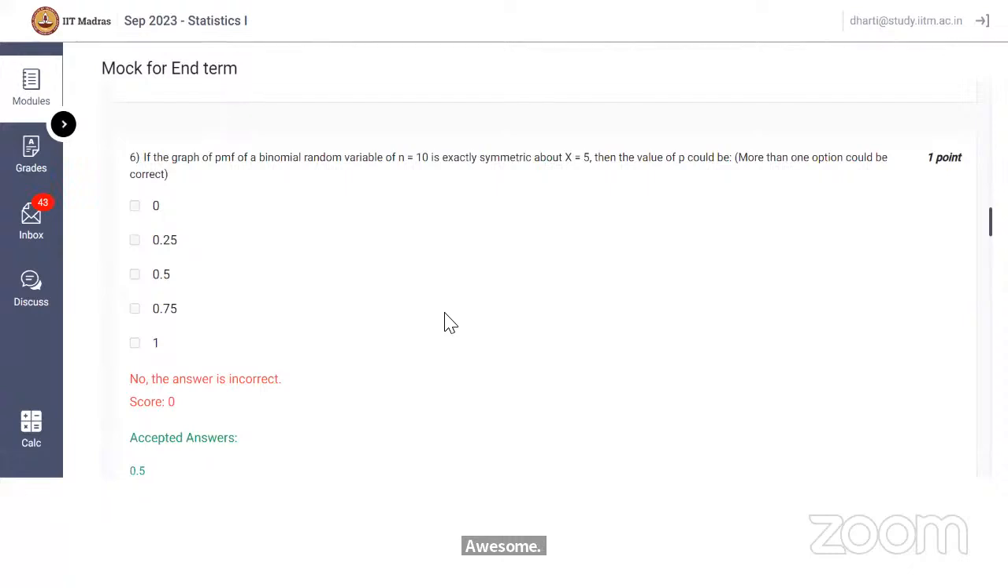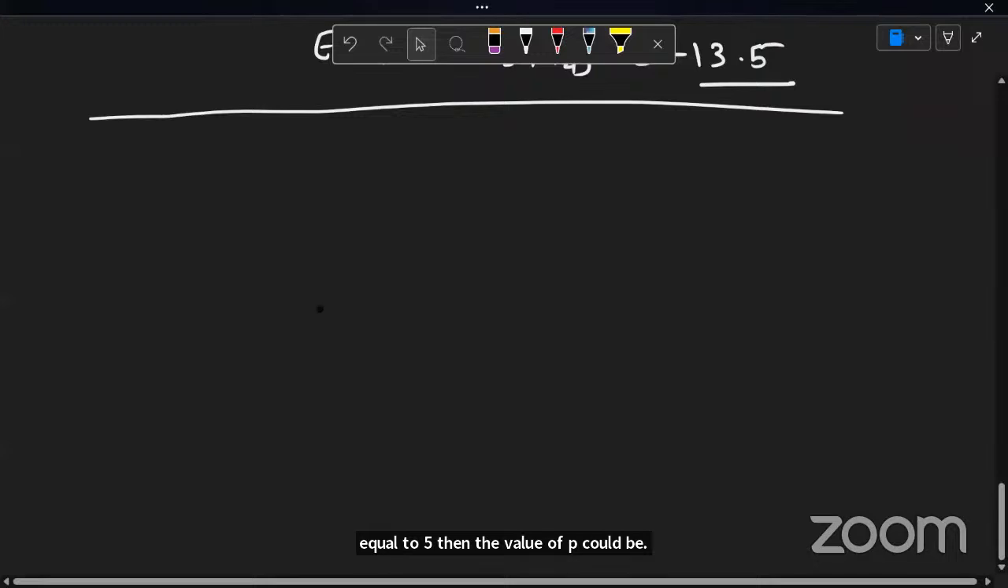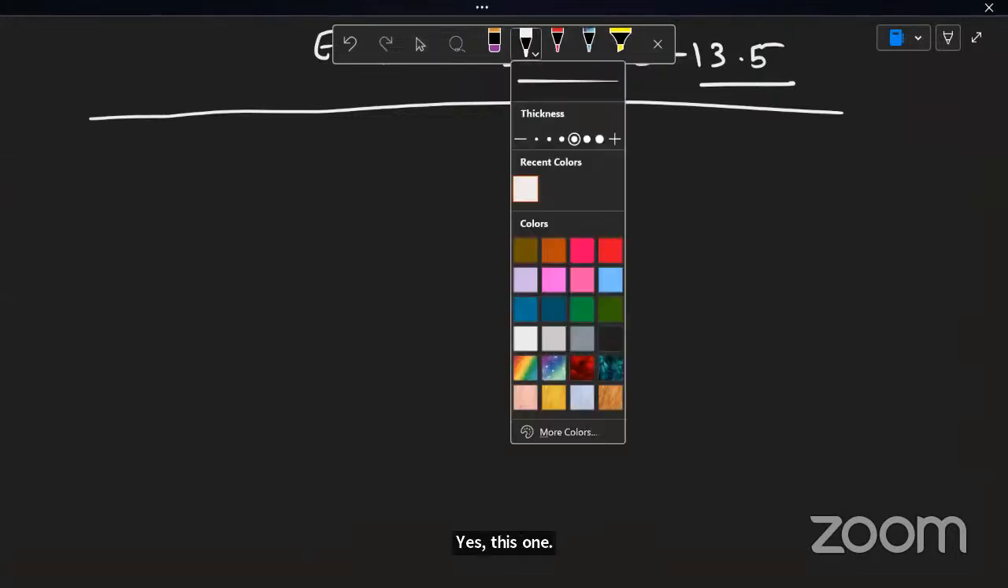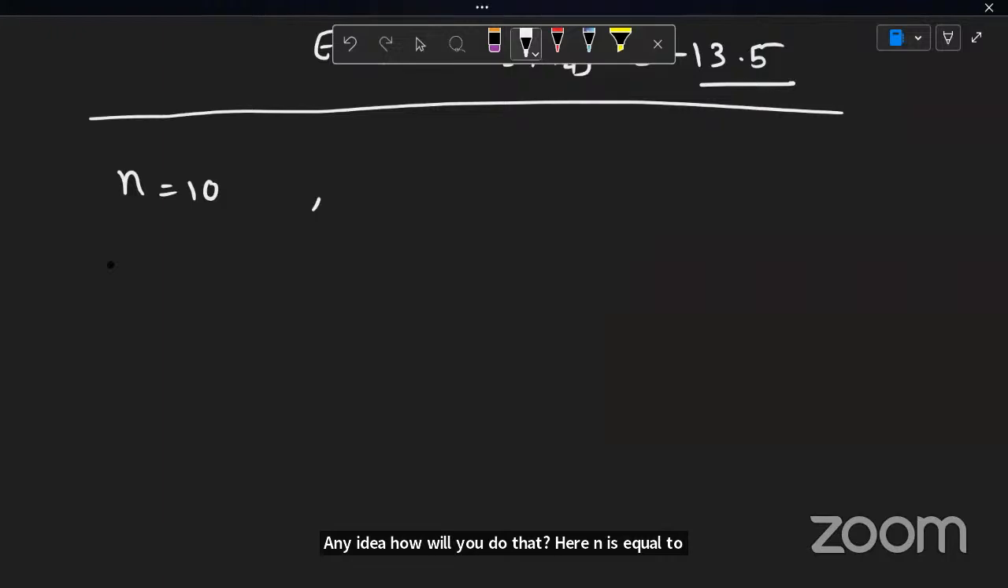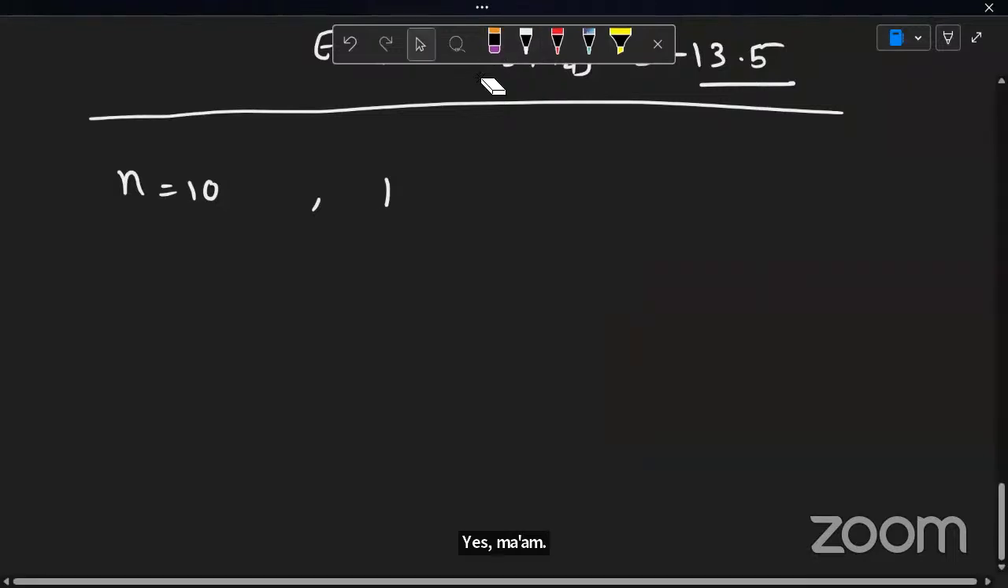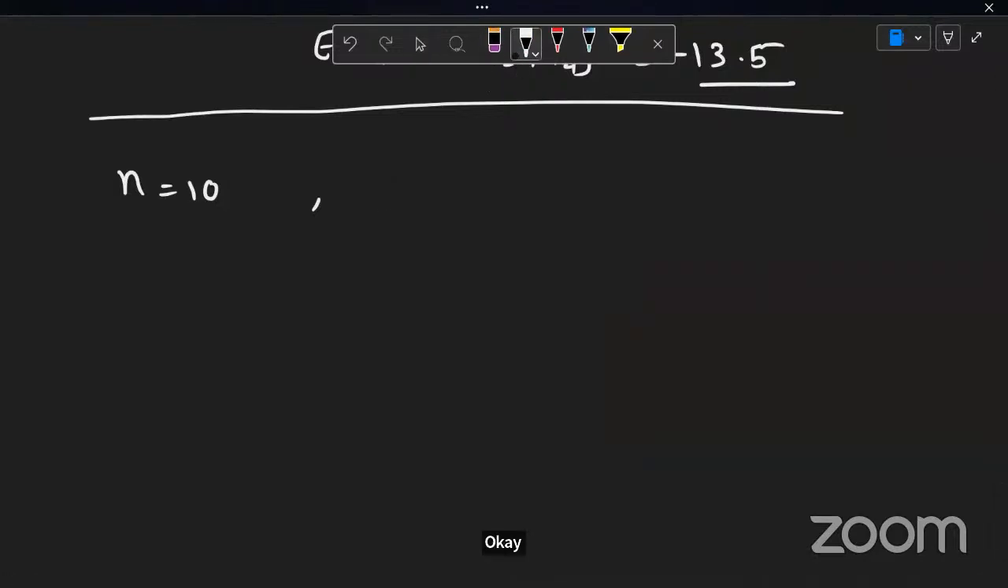Okay, question number 6. The graph of the PMF of a binomial random variable with n equal to 10 is exactly symmetric about x equal to 5, then the value of p could be. Any idea how you will do that? Here n is equal to 10. Ma'am, we know that when the probability is less than 0.5, it is right skewed, and when it is more than 0.5, it is left skewed, and when it is 0.5, it is symmetric. So your p is equal to 1/2 here. This is directly the conceptual part, right?